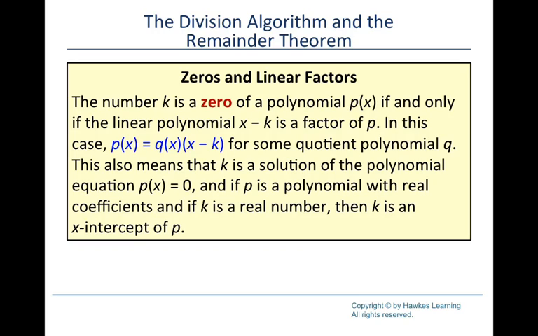Zeros and linear factors. The number k is a 0 of a polynomial if and only if x minus k is a factor. And so in this case, you could have your quotient times your divisor, which is x minus k, and get back your original polynomial. And that's basically what they said on the slide before this. But if it's a 0, then k is an x-intercept in terms of the graph of the polynomial.